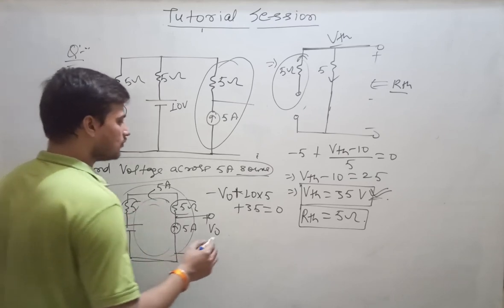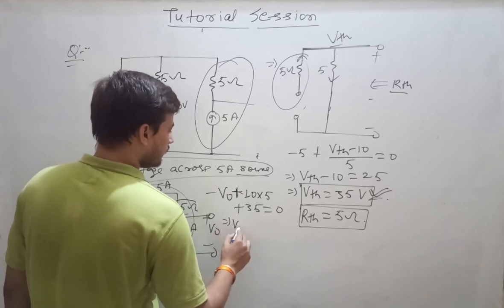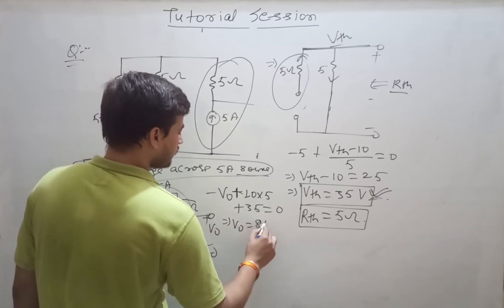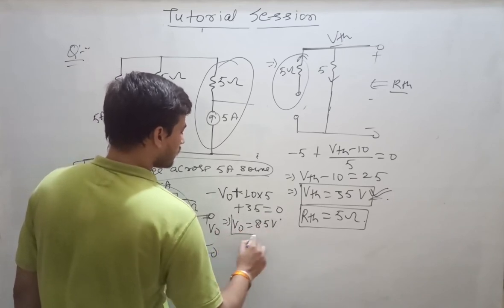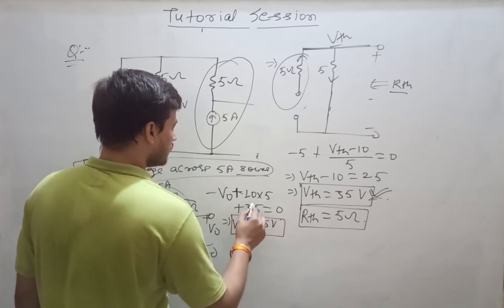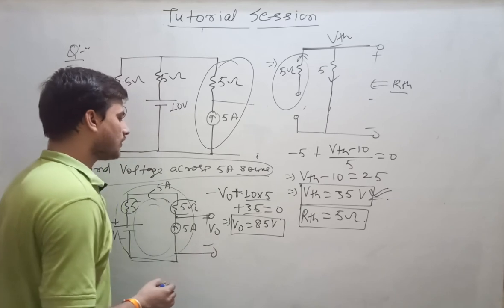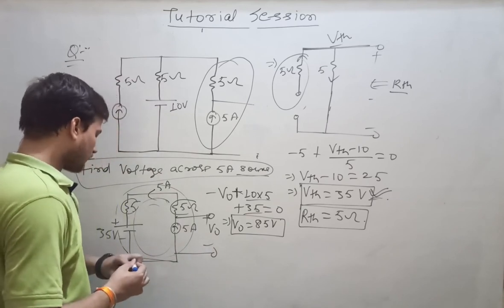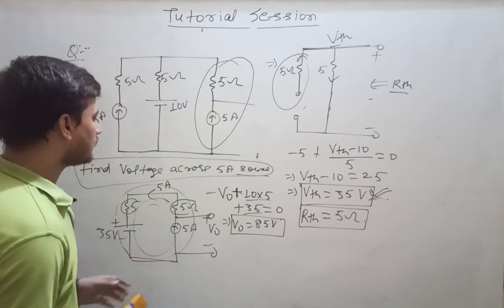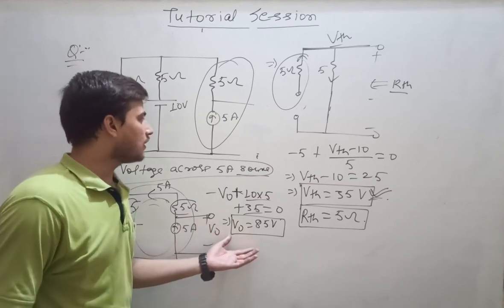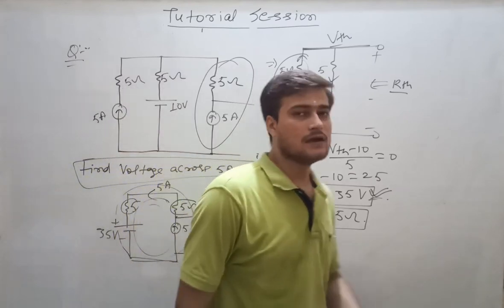From here V0 will be equal to 85 volt. That is 50 plus 35. It will be equal to 85 volt. Clear? So you got the value of V0 by applying Thevenin's theorem.